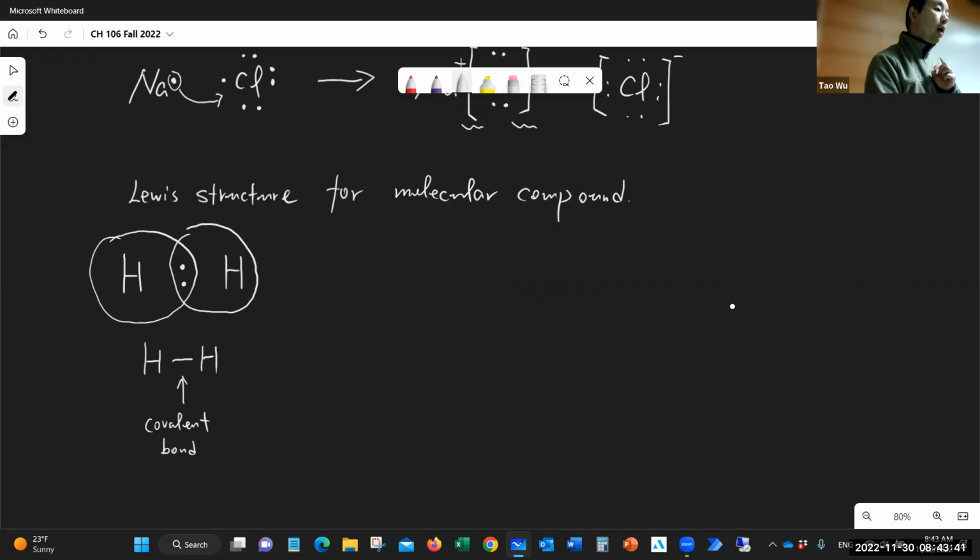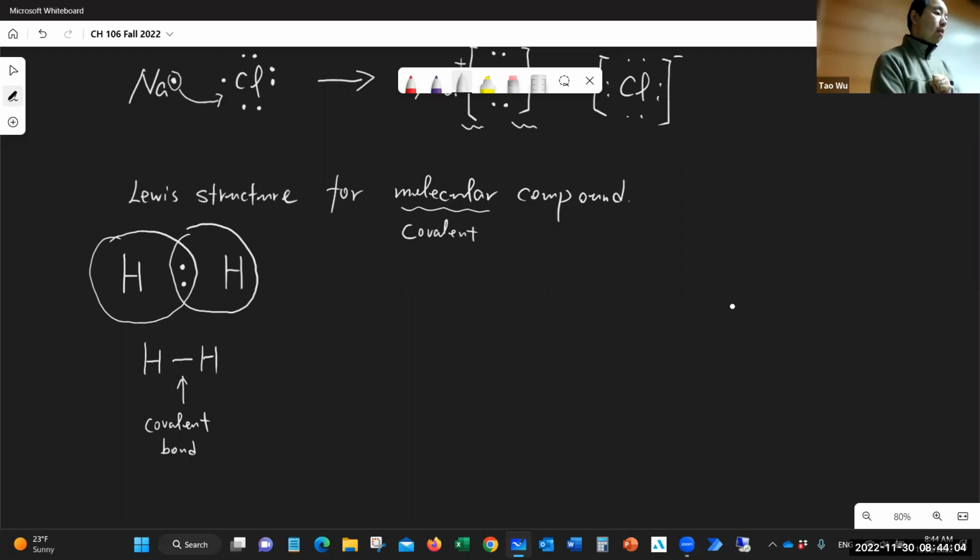So that is why the molecular compound is also given another name. It's called a covalent compound. It's the same thing. A molecular compound is also called a covalent compound, because it has covalent bonds, and those bonds are shared electrons.